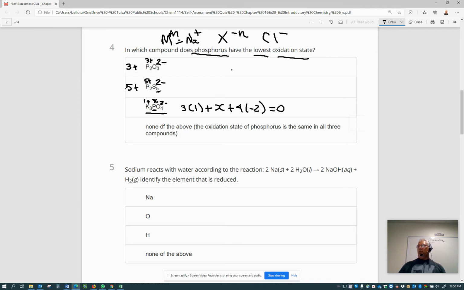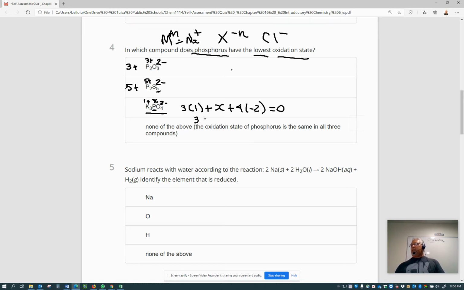This is not an ion. So solving for X, I will have negative 5 plus X equals 0, so X will be 5 positive. And that's another phosphorus that will be 5 positive. So the answer will be this one: in the compound diphosphorus trioxide, the phosphorus will have the lowest oxidation state. That will be the correct answer on question number 4.